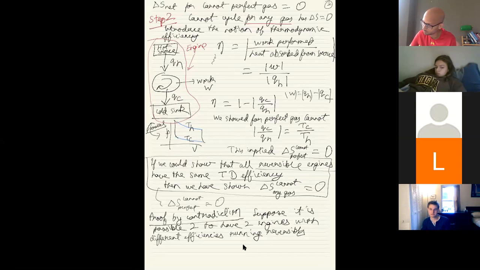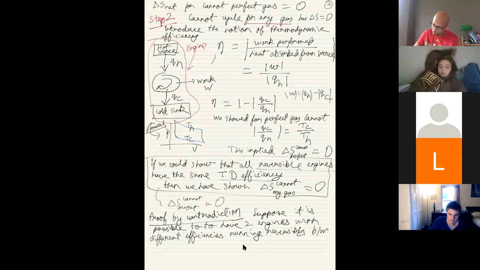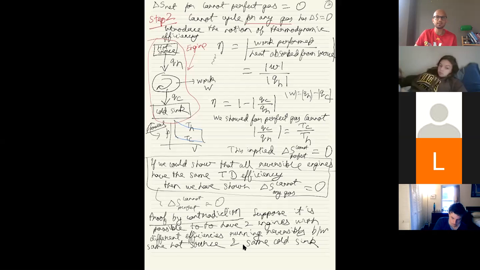So suppose it is possible to have two engines. That's not the number two. That's the word 'to'. With different efficiencies running reversibly between the same hot source and same cold sink. This is our statement, and we want to show that this will lead to a contradiction.